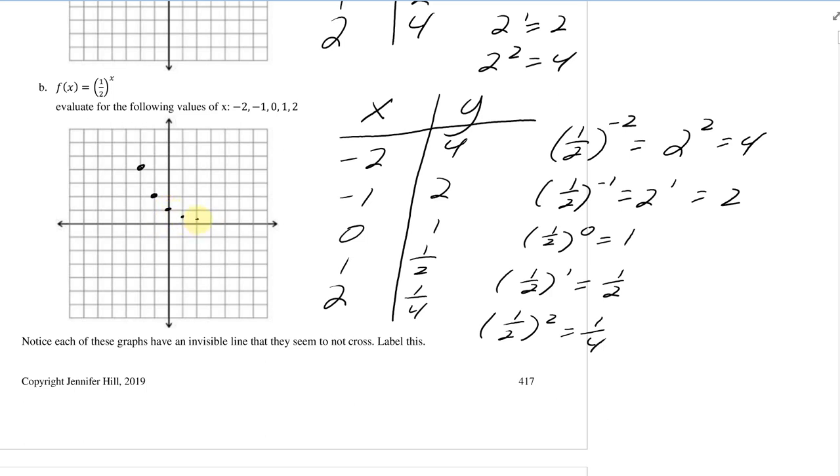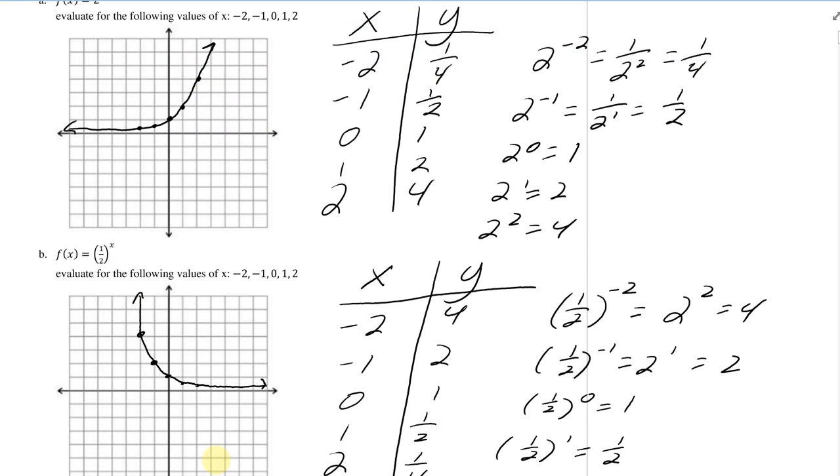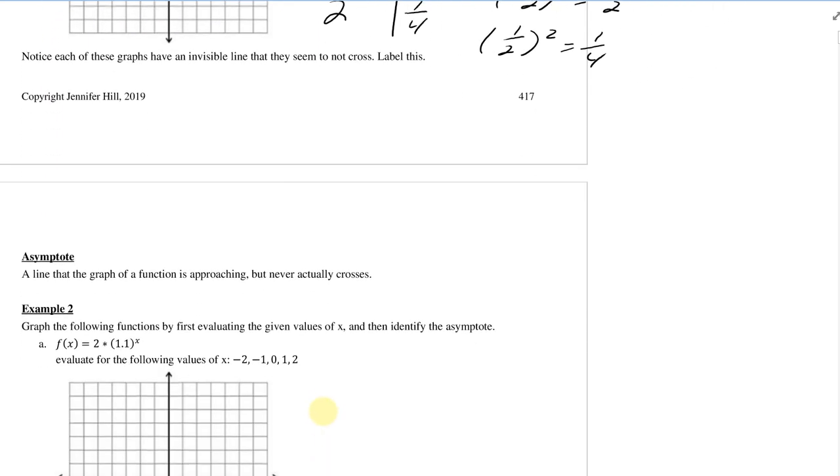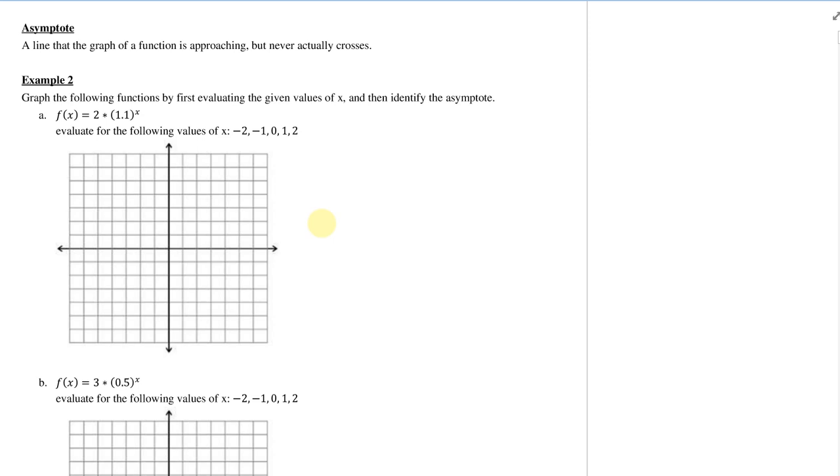And so similar reasoning as before. When you connect these, this y value should never go negative, so you can have this get really close to the x-axis, but it can't cross the x-axis. Okay, so now that we've got both of these drawn, one thing I want to point out to you is that neither one of these are crossing the x-axis. When that happens and they do not cross, this is what's known as an asymptote. This is a line that the graph of the function is approaching, but it never actually crosses.